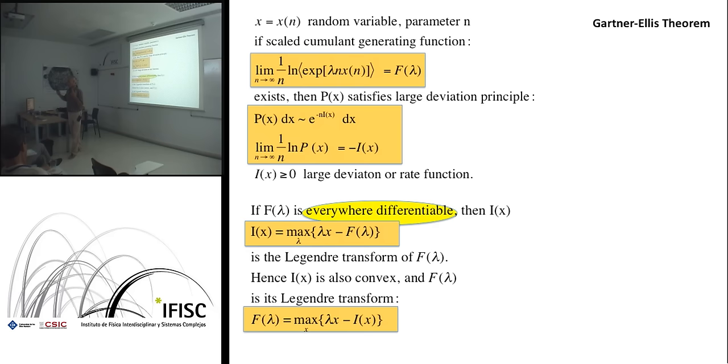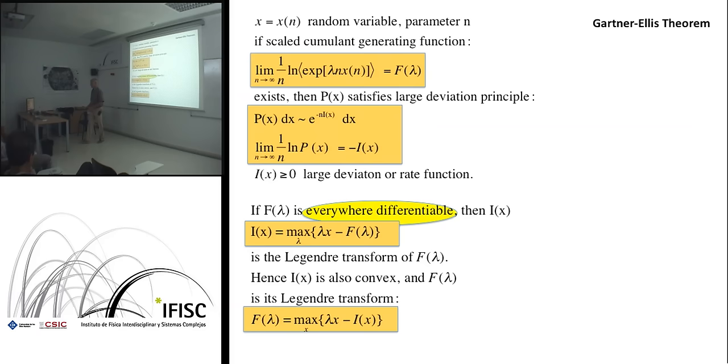This function is convex, but if in addition it's differentiable, then this quantity is a Legendre transform of f of lambda and is also convex. So this is the Legendre transform of a convex function, another convex function. But it's not always true. It's true only when this is differentiable. And then of course you know that if you do a Legendre transformation twice, you get back the original function. So you also have that f of lambda is a Legendre transform of this rate function.